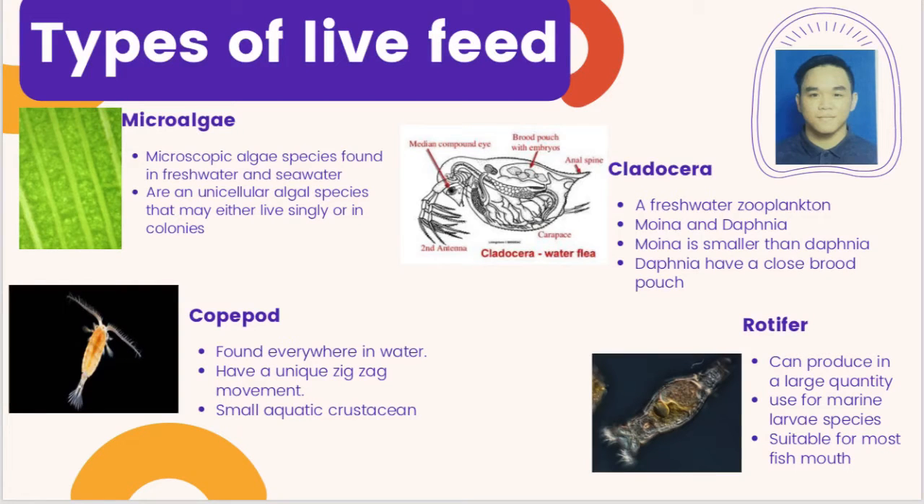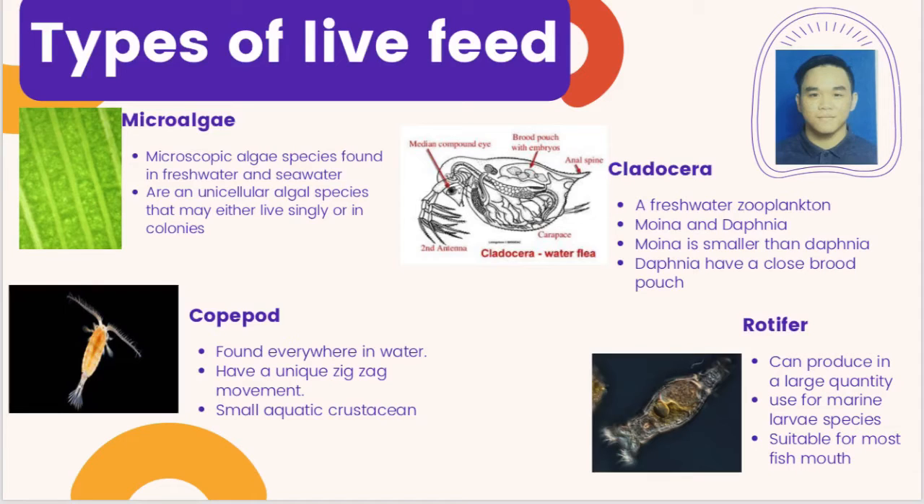So, in this subject, I have learned 8 types of live feed. First is microalgae. Microalgae is a species found in freshwater and seawater. They are unicellular algae species that may either live singly or in colonies. Second is copepod. Copepod can be found everywhere in water. They have a unique zigzag movement or twerking. They are actually a small aquatic crustacean.